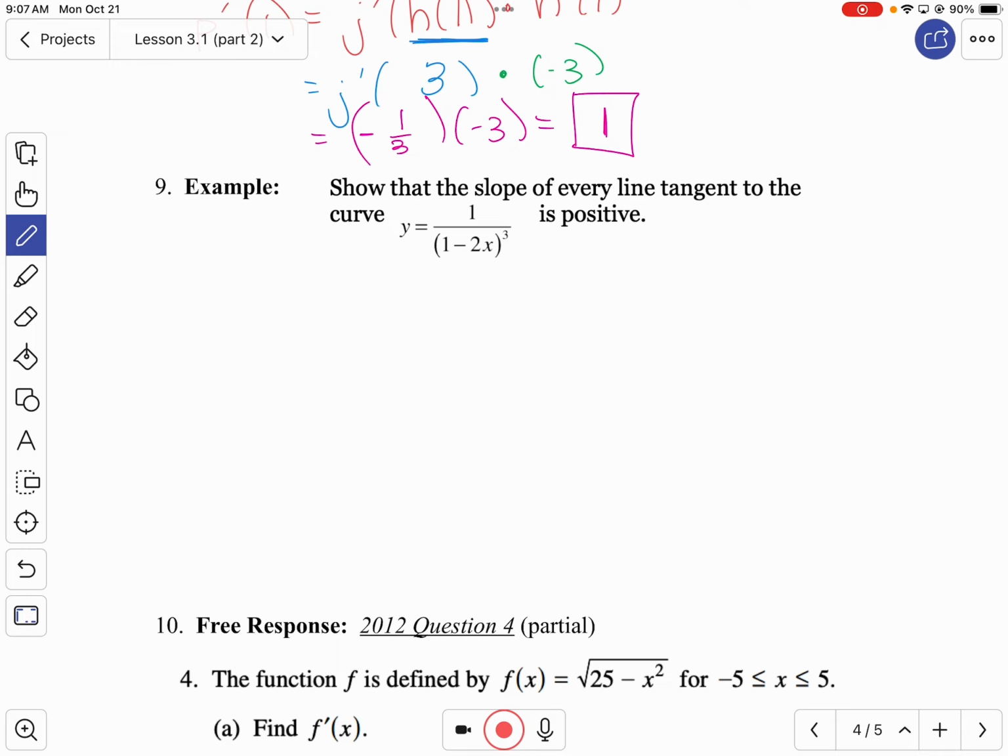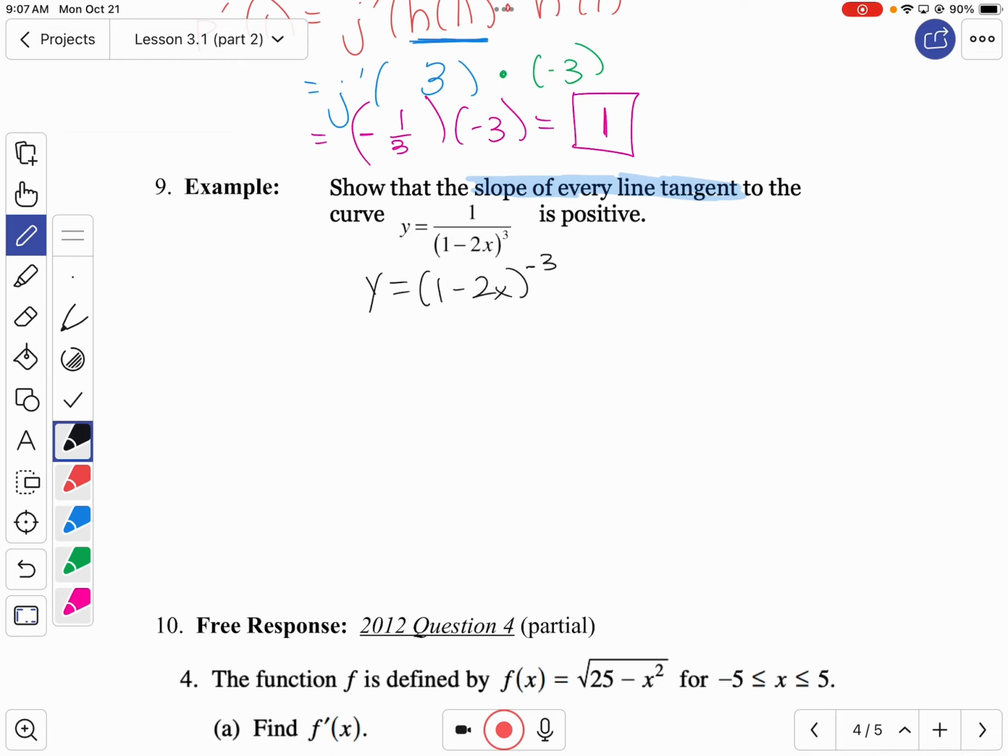If I'm looking for the slope of every line tangent, what am I looking for? I'm looking for the derivative, okay? I'm looking for y prime, so let's start there. The first thing I notice is I do not, under any circumstance, want to do a quotient derivative, so I'm going to pull this up as 1 minus 2x to the -3. Okay, because I want to avoid that at all costs.